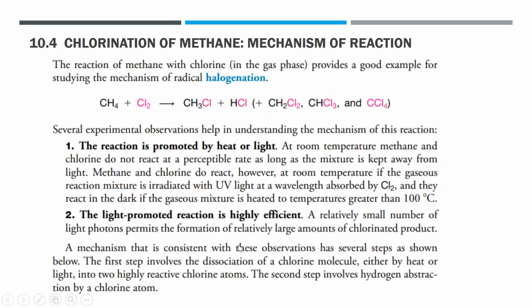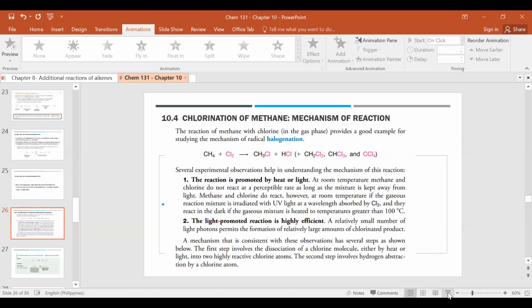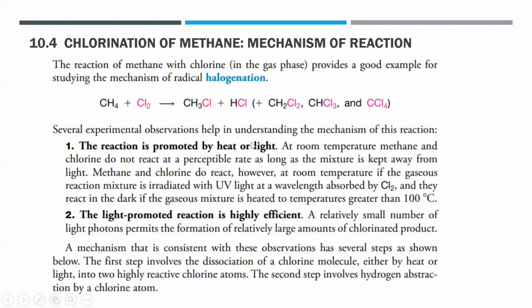So, the mechanism of the reaction. I have time, so let's just talk about the mechanism and then we'll end our discussion. For the mechanism, you have, for example, your alkane and your halogen, again, to produce your alkyl halide and a mixture of all other alkyl halides.